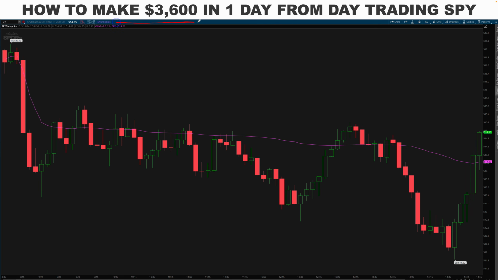I'm going to show you how to make $3,600 in one single day from day trading SPY options specifically. So what you're looking at here is the 5-minute chart for the SPY, which is the S&P 500. And essentially you're going to need to do basically 4 things.